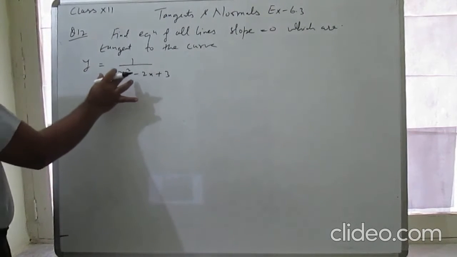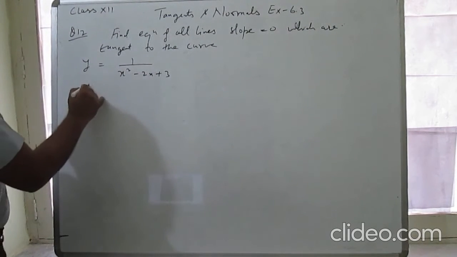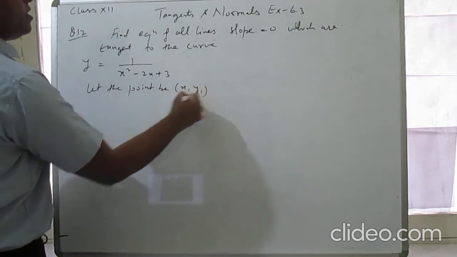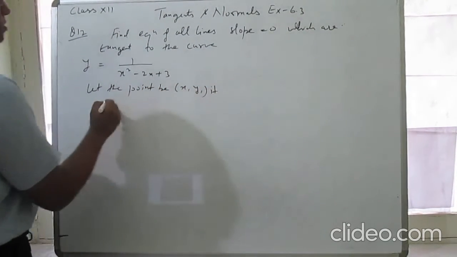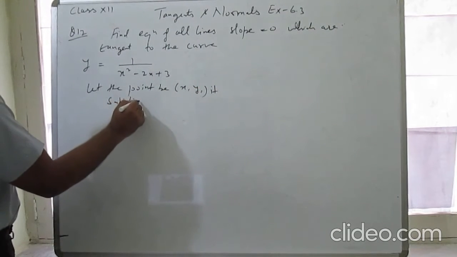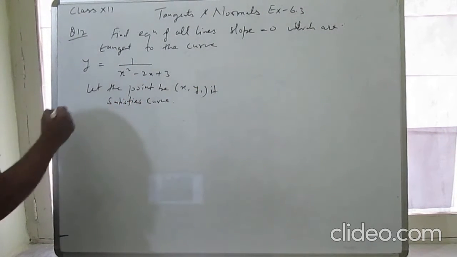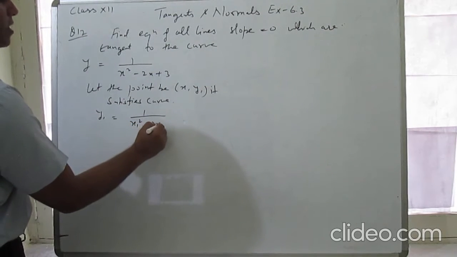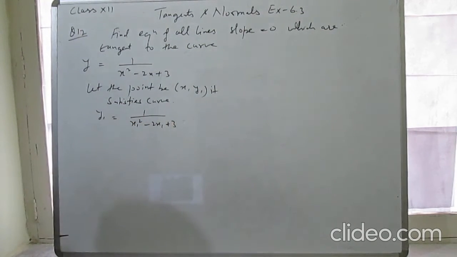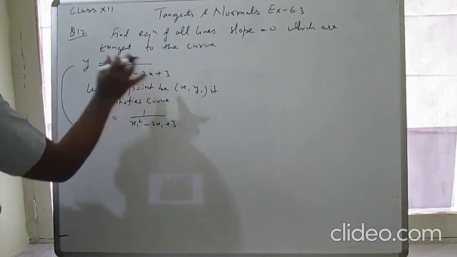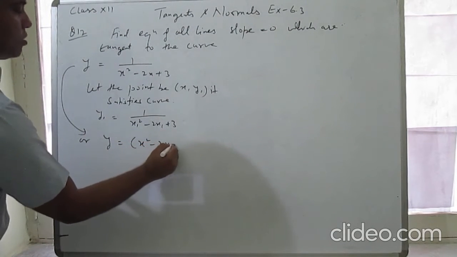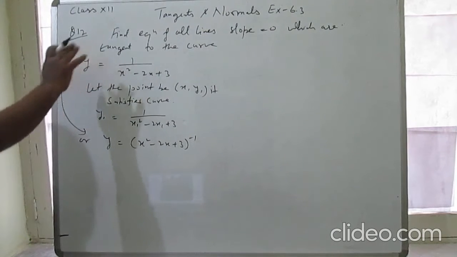So we don't know the point, किस point पे tangents होंगी lines. So let the point be x1 and y1. ये जो point है किसको satisfies करेगा, curve को satisfy करेगा. So y1 is equal to 1 upon x1 square minus 2x1 plus 3. Now slope क्या होता है, dy by dx है ना. तो we can write y is equal to x square minus 2x plus 3 whole to the power minus 1, ऊपर ले गए power minus.